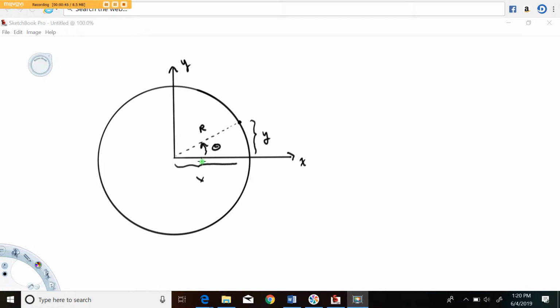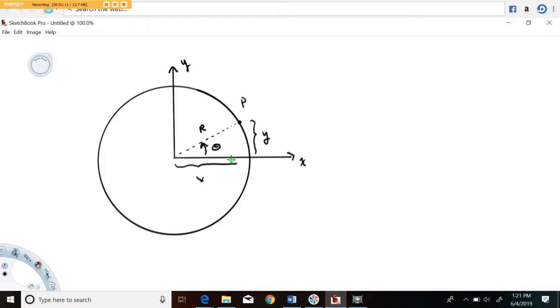Now, in my picture, here's an angle theta with counterclockwise considered positive. Remember, in mathematics, generally speaking, for all rotational quantities, counterclockwise is considered positive. This point right here is just some point on the circle. I'm just going to label it P. Now, this distance along here would be the x-coordinate of P. Here's the y-coordinate of P.